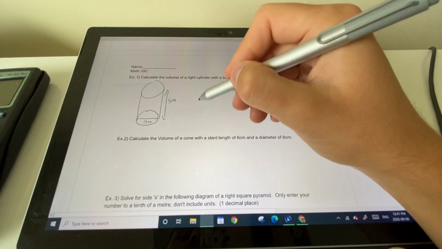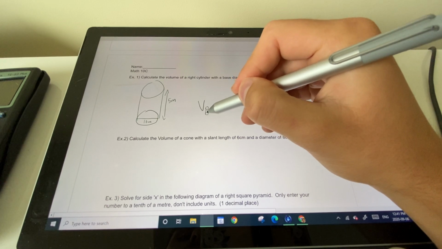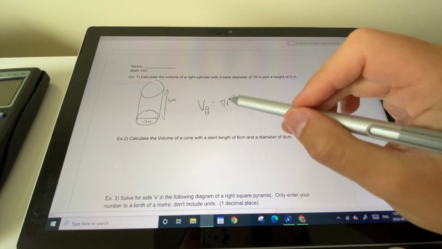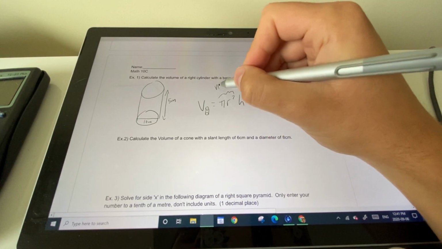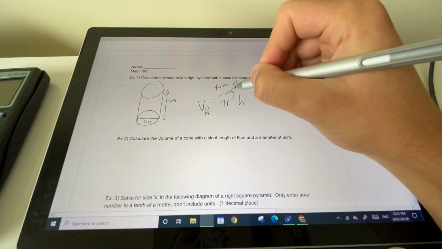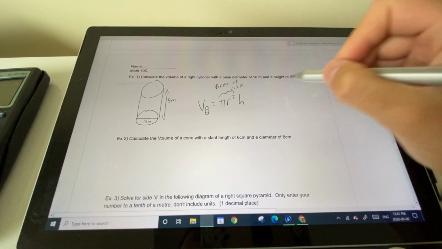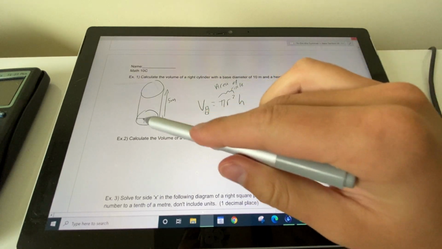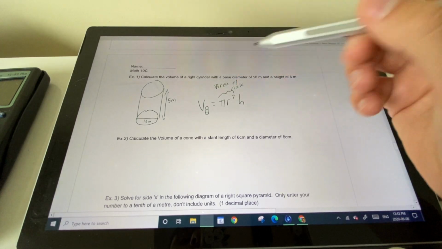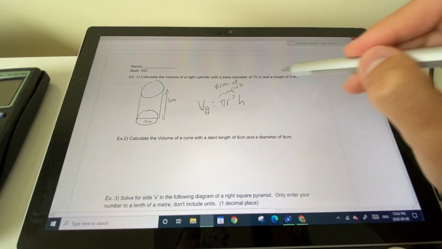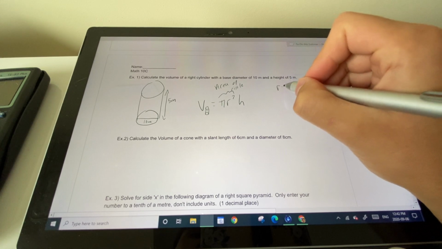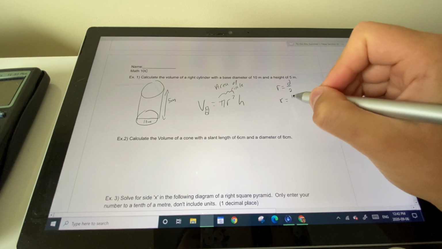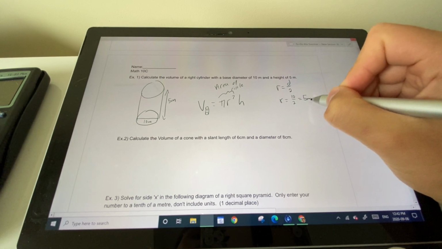But remember where they get that from. The volume of a cylinder equals pi r squared h. Just remember, pi r squared is the area of a circle. So this still follows our formula of the volume of a prism being the area of the base multiplied by the height: the area of your base, which is a circle, multiplied by your height. The only problem here is we are given diameter, but we need radius. The radius is simply the diameter divided by 2. So our diameter is 10 divided by 2, which gives us 5 meters.